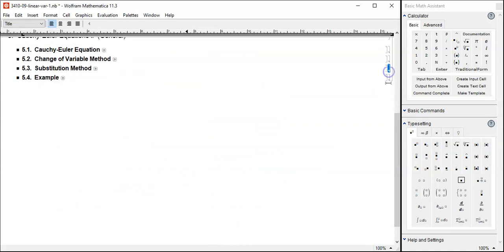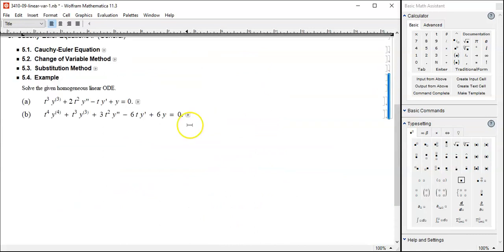Those are theories, and let's go to an example problem. Okay, alright, let's solve this. It's an Euler equation. Does everybody see? Third power times third derivative, second power times second derivative, first power times first derivative, and so on. Here, this is again a Cauchy-Euler equation: fourth power times fourth derivative, third power times third derivative, and so on.